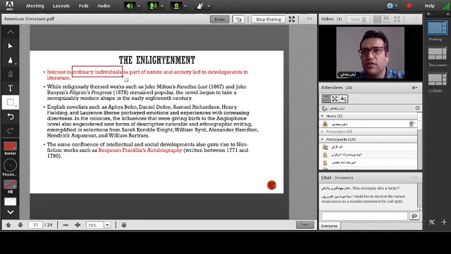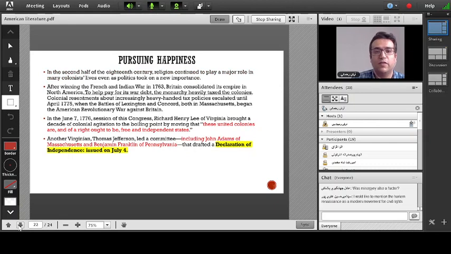In the works of Defoe, Richardson, Henry Fielding, Laurence Sterne, and all of the American writers I just told you about, they suddenly shift their focus to the individual, and that was the result of the Enlightenment. Even Benjamin Franklin's autobiography, which focuses on himself as a perfect example of an American, was influenced by this movement, of course. Let's move on very quickly to the final stage.